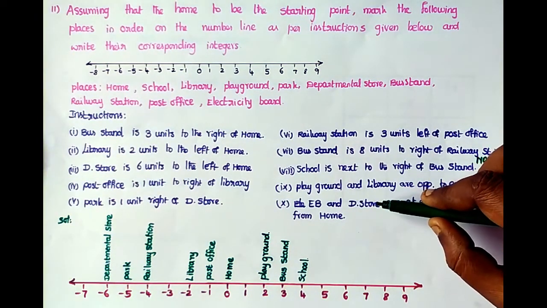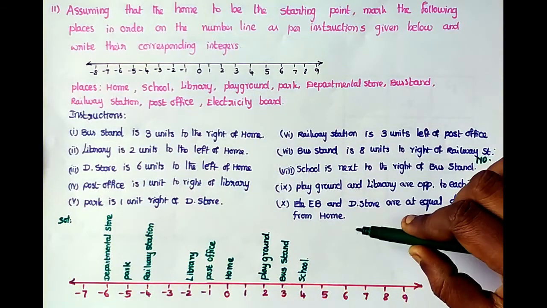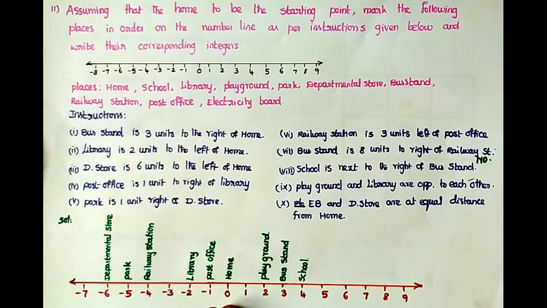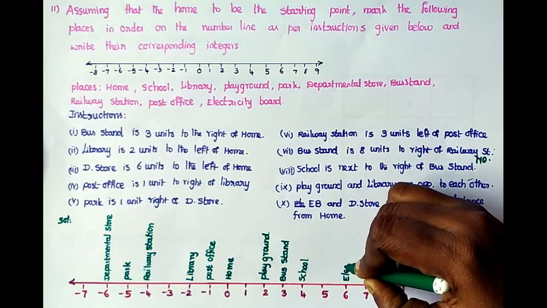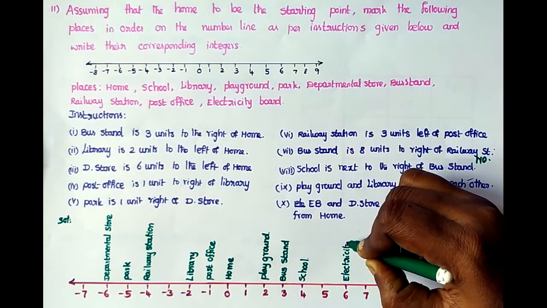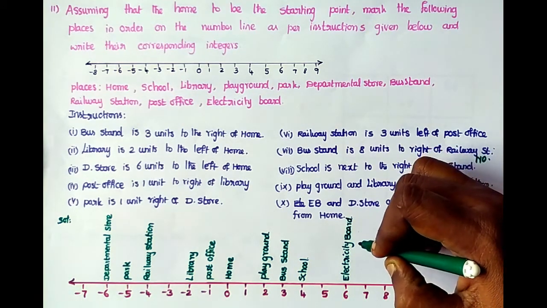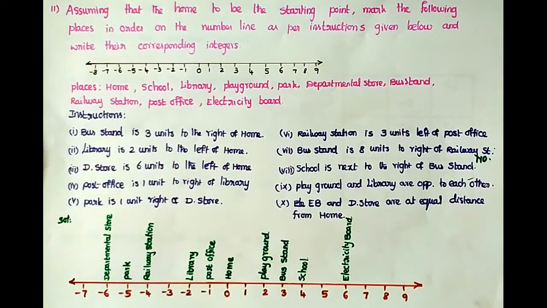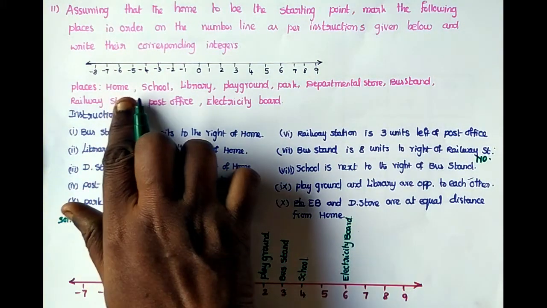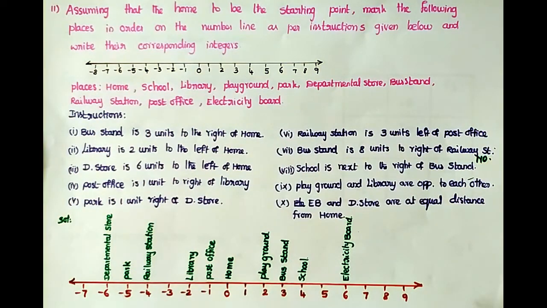Next one, EB and the departmental store are equal distance from home. So from home, the departmental store is at -6. So EB is at +6. So here, electricity board. 1, 2, 3, 4, 5, 6, 7, 8, 9, 10. 10 places they given. We mark that. That is the answer.